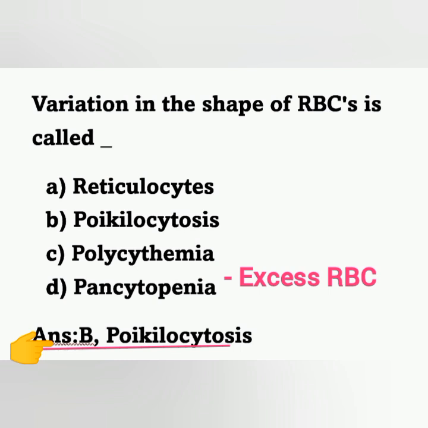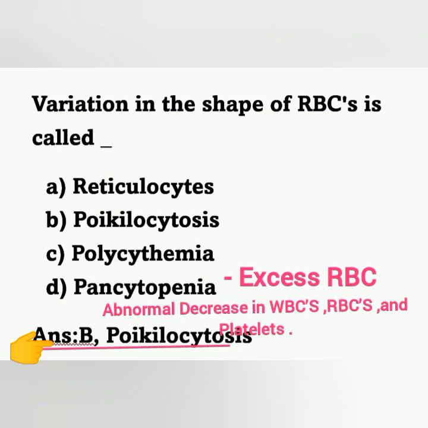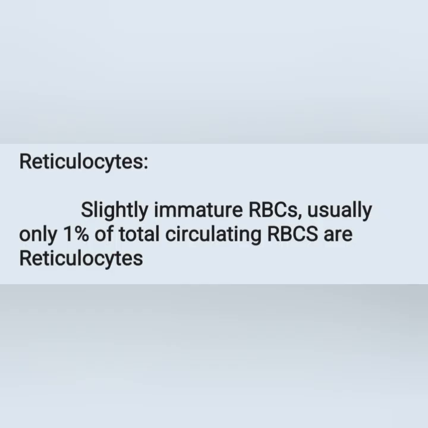Option C, polycythemia. Polycythemia means excess RBCs, or an increased number of RBCs. Pancytopenia means an abnormal decrease in RBCs, WBCs and platelets. And the first option, reticulocytes. Reticulocytes are slightly immature RBCs, and usually only 1% of total circulating RBCs are reticulocytes. They are immature RBCs.